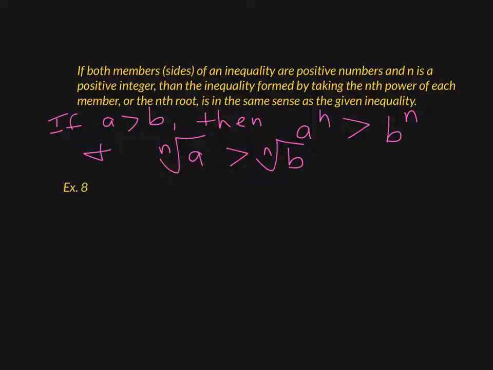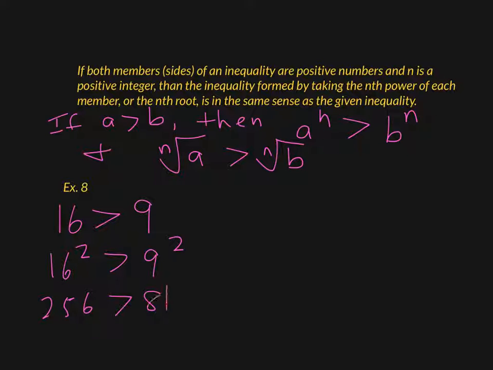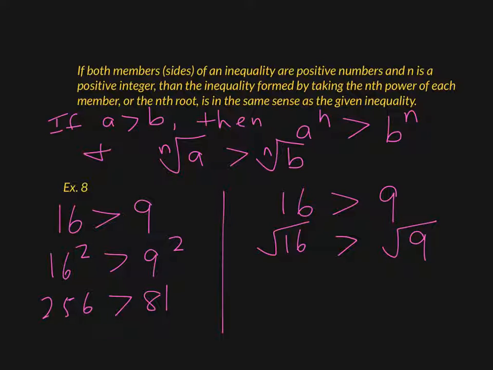So let's look at an example of this. Let's say we have the inequality 16 greater than 9. So let's say we square both sides, so n is in this case 2. So 16 squared is greater than 9 squared, which gives us 256 greater than 81. Let's look at the opposite. 16 is greater than 9. Take the square root of both. We want to see, is the square root of 16 greater than the square root of 9? Well, yeah, because we have 4 is greater than 3.